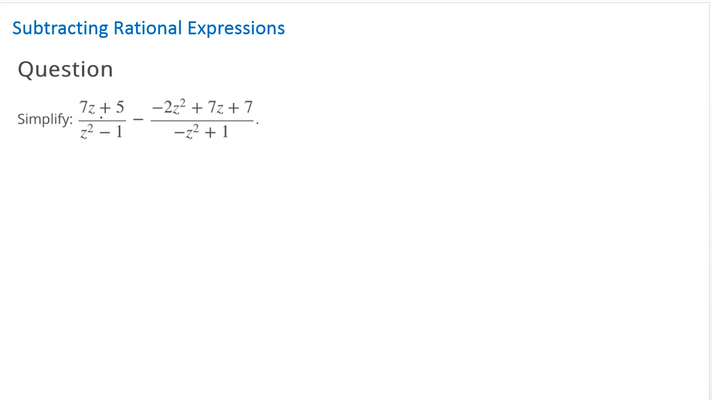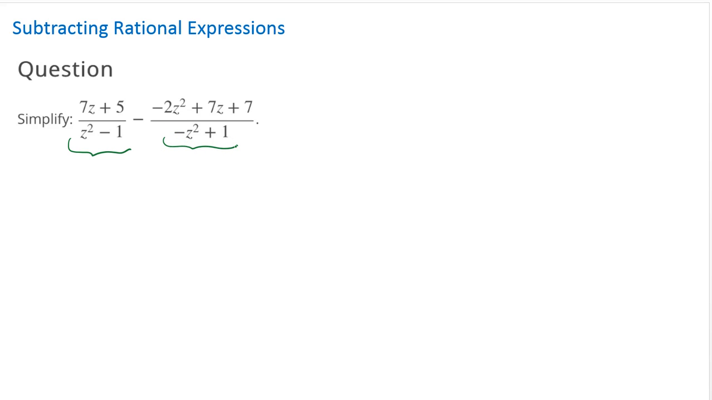And to add and subtract, you must have a common denominator. You do not need a common denominator to do anything else with rational expressions. So you don't need a common denominator to multiply or divide, but only when you add or subtract. And if you'll notice, look at our denominators. Z squared minus 1 versus negative z squared plus 1.